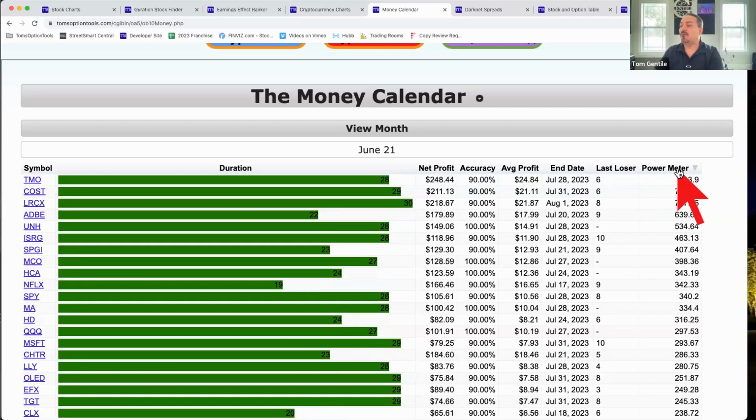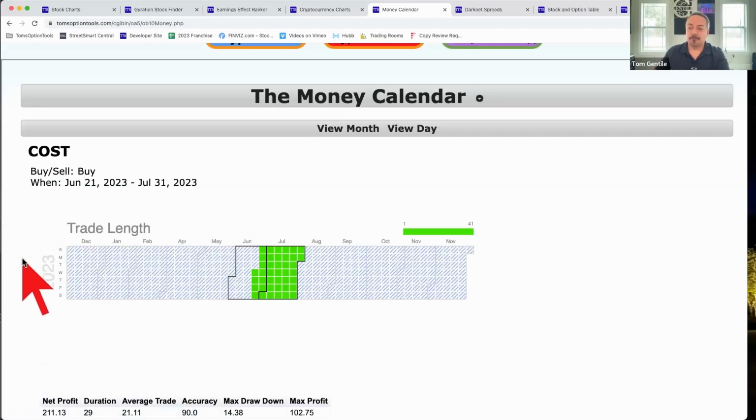Power meter is how we rank these the majority of the time. What the power meter does is, I like to call it the "what have you done for me lately" indicator. So when I look at something like Costco, I'm going to jump into Costco and look at it in a little more detail. Right now, it's showing that the best time to buy this stock is today. The best time to sell it is July 31st.